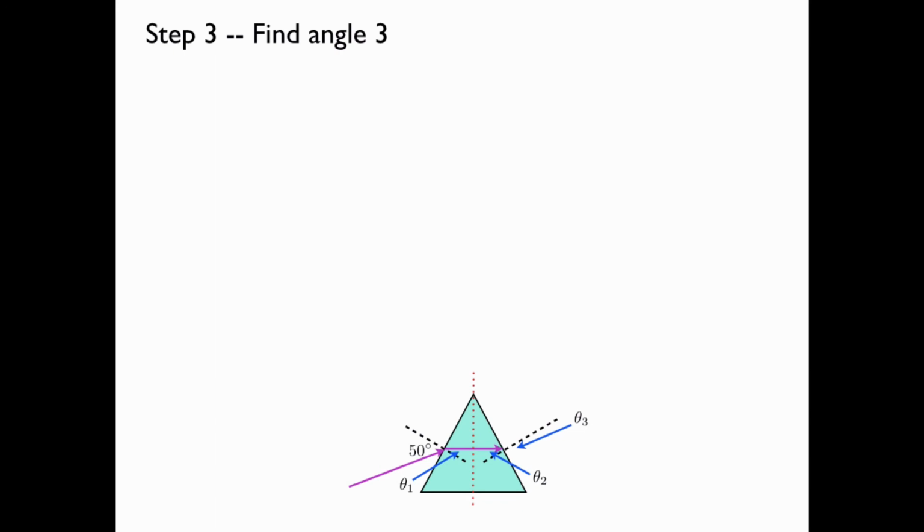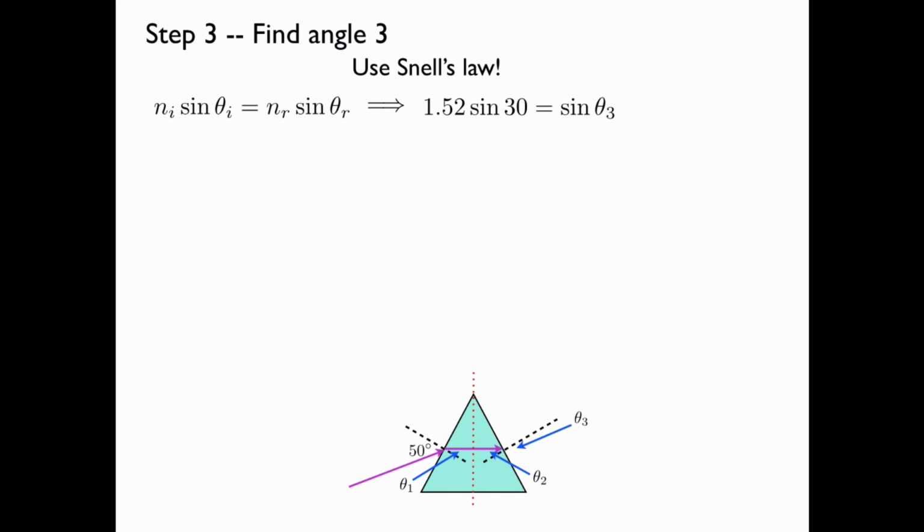Now we'll find angle 3. For this, we'll use Snell's law. This time the light is coming from the glass, so the incident index of refraction is 1.52. From this point, we take the arc sine of both sides and we get 50 degrees.